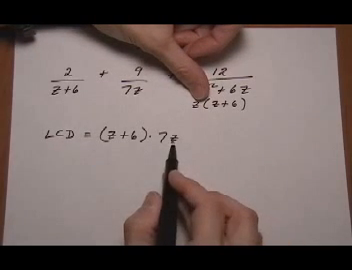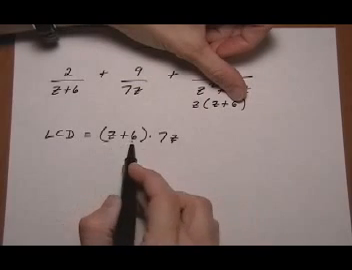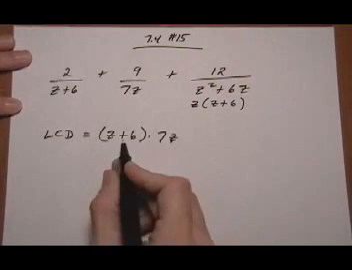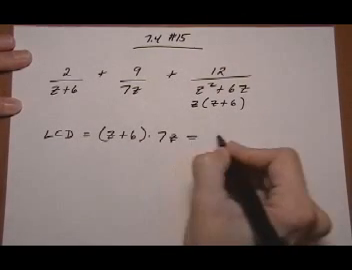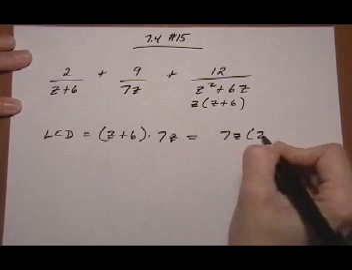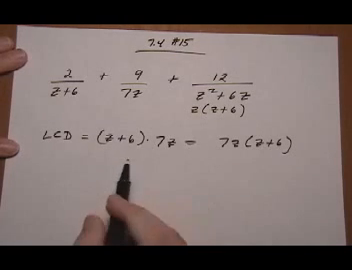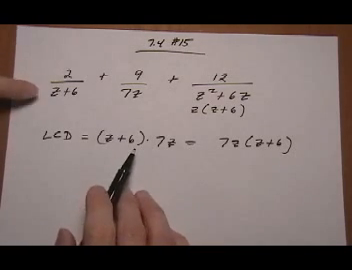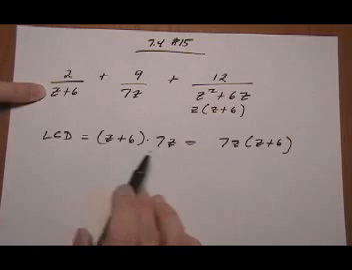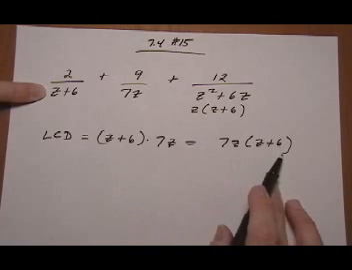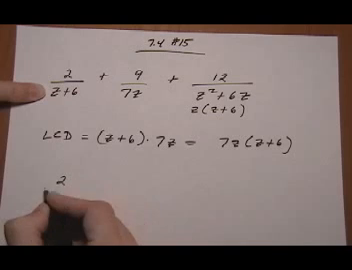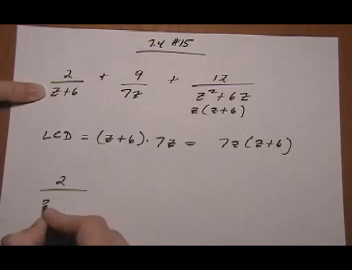Z by itself is already here. Z plus 6 binomial is already here. So this will be our LCD right here: 7z times z plus 6. And now we want to rewrite each fraction so it has the LCD as the denominator. So what we're going to do is look for each denominator if it's missing a piece or a factor from the LCD. And if it is missing one, we're going to multiply it in, top and bottom.